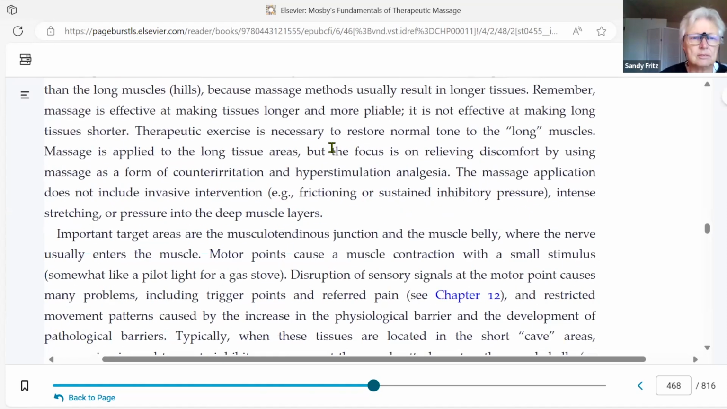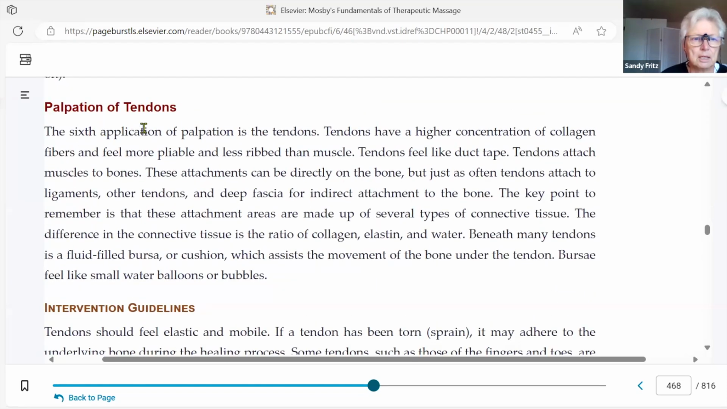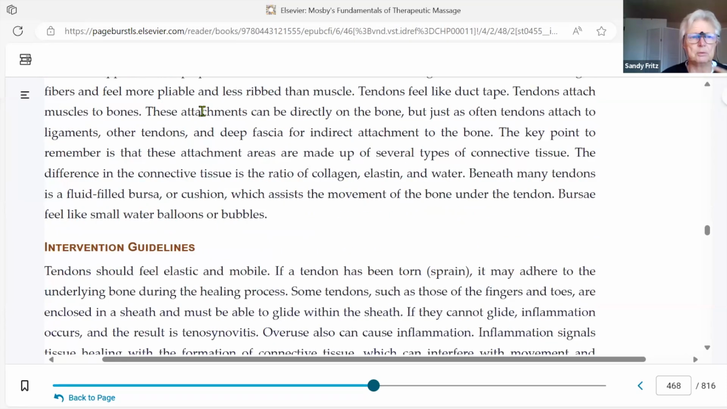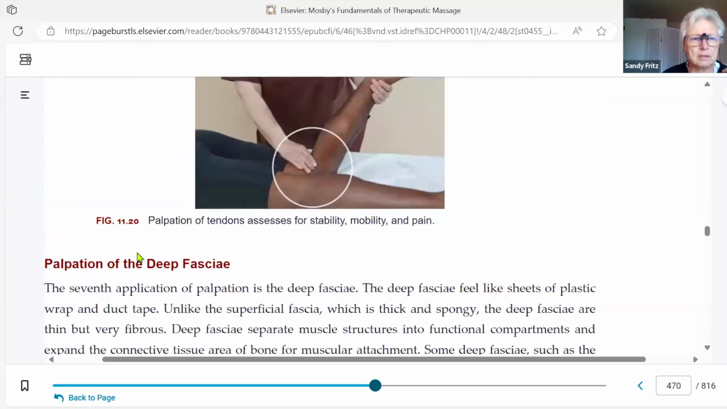intervention guidelines, and see how it's going through. We're getting into the tendons. So the location of tendons is not in the middle of the tissue, it's more at the ends of joints.